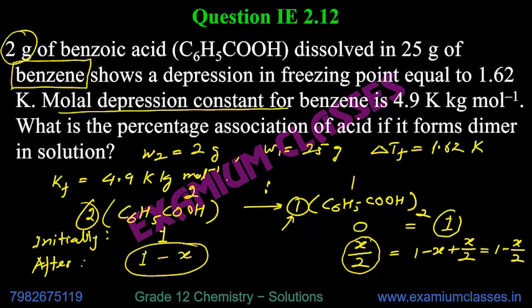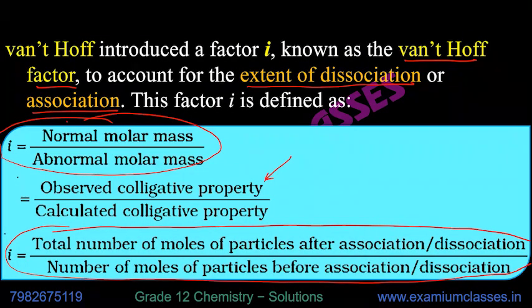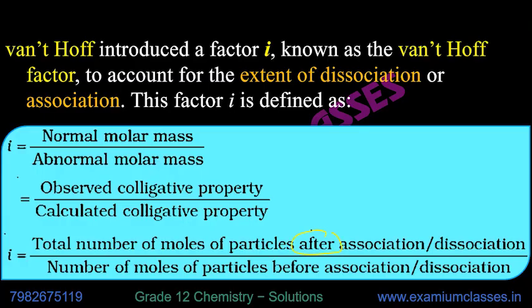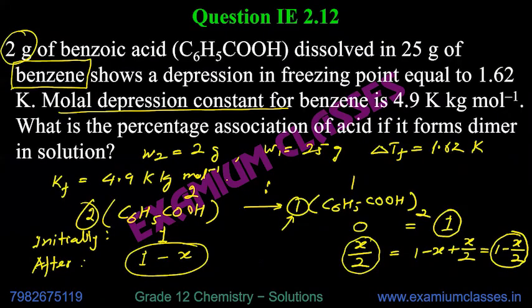So before you had 1, after you have 1 minus X by 2, and by the third formula, i is equal to the number of moles of particles after divided by the number of moles of particles before. So here, i will be 1 minus X by 2. Up to here, is it clear or not? It should be clear before I move forward.